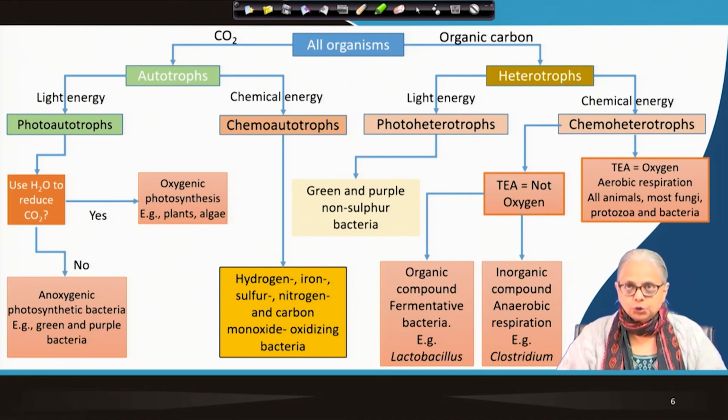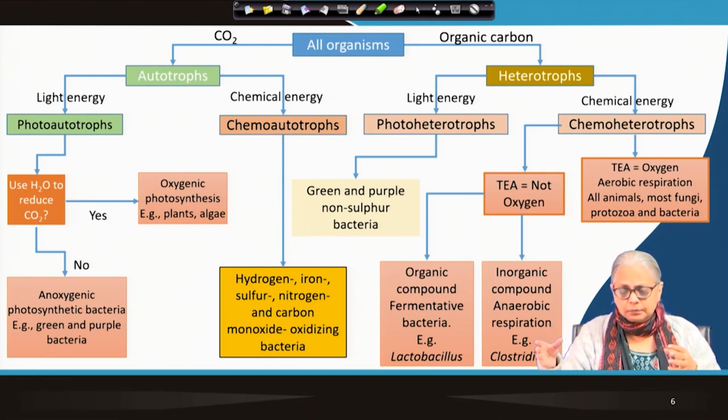So chemoheterotrophs have two choices. One is where the terminal electron acceptor, T stands for terminal electron acceptor. So in the normal course of events, if oxygen is available and the microorganism has the ability to utilize organic compounds, then the organic compound along with oxygen will result in CO2 and water plus new biomass. So that is what we call aerobic respiration.